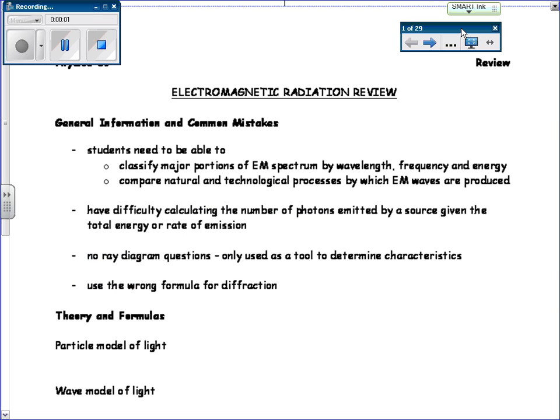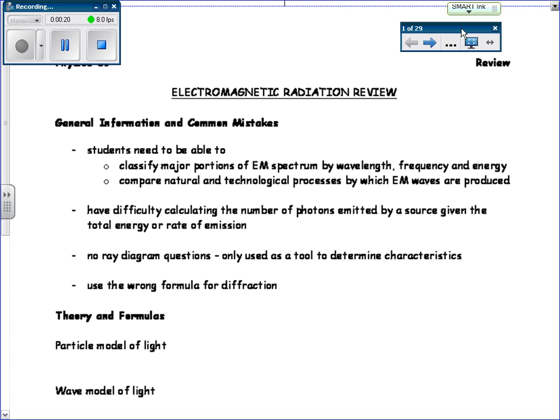And just starting again with some general information about the electromagnetic radiation unit, and then some common mistakes. Remember that you need to have basically the electromagnetic spectrum memorized. You have to be able to classify major portions of the spectrum by wavelength, frequency, and energy.